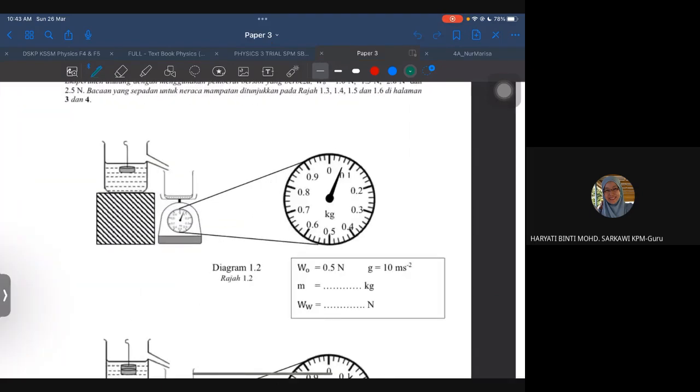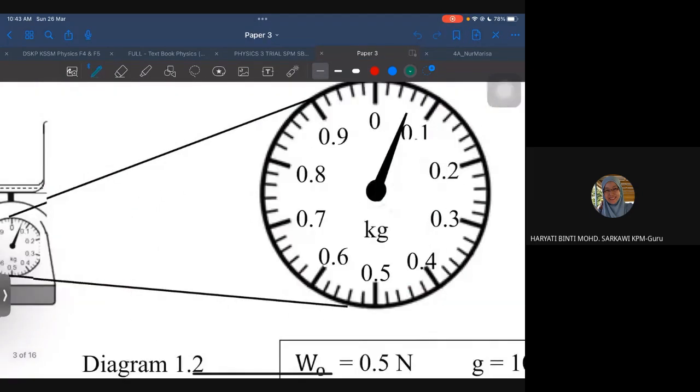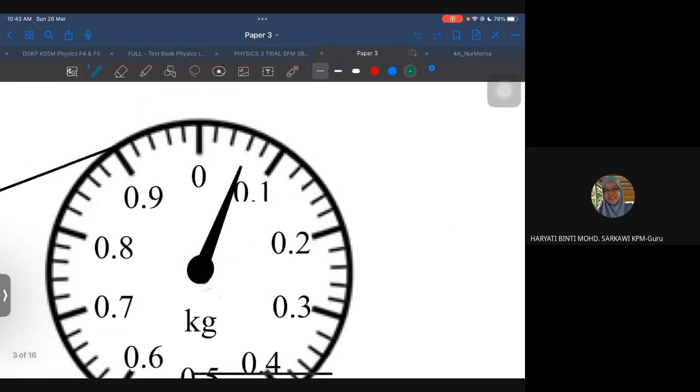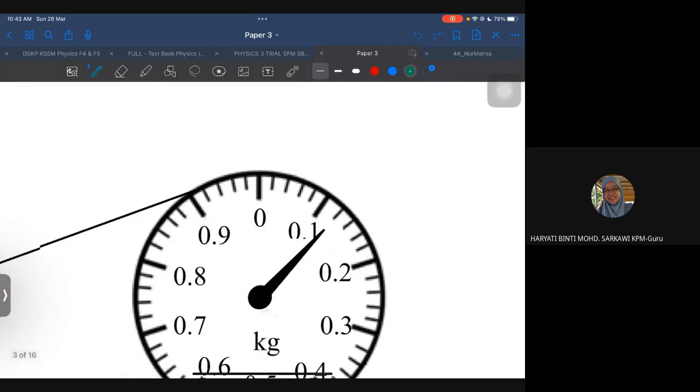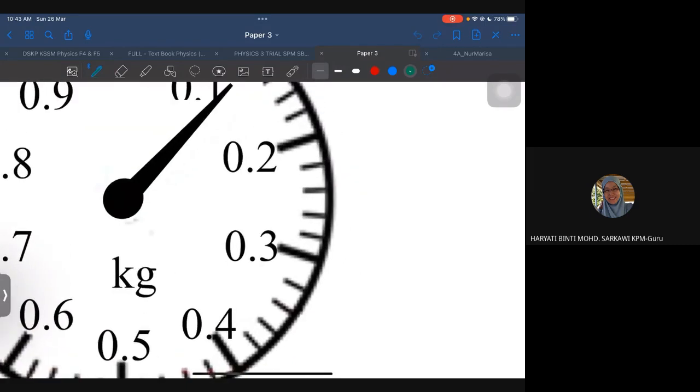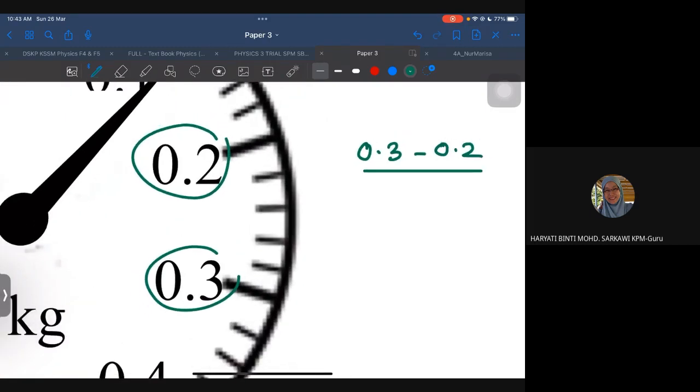Let's say this is a weighing scale, and this is the reading. So, what is the reading now? Kejap, cikgu cari yang lebih senang. Here. What is the reading now? So first, you must know how many decimal places you should write. Alright, so pick any 2 points. You can pick this. So 0.3 minus 0.2, divide by how many? Divide by berapa? They are increasing.